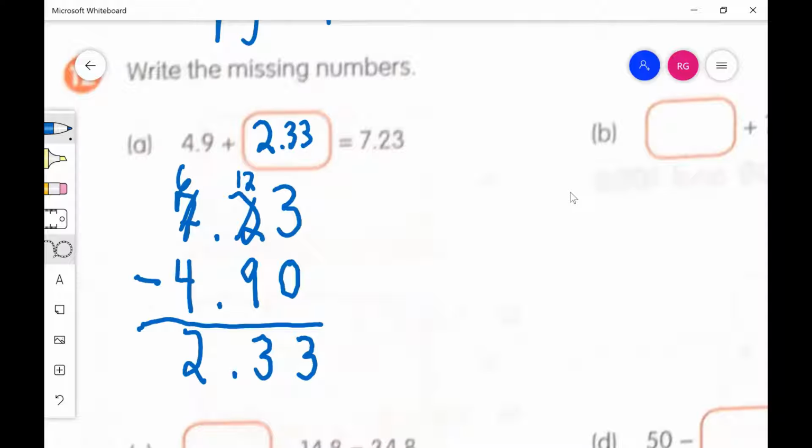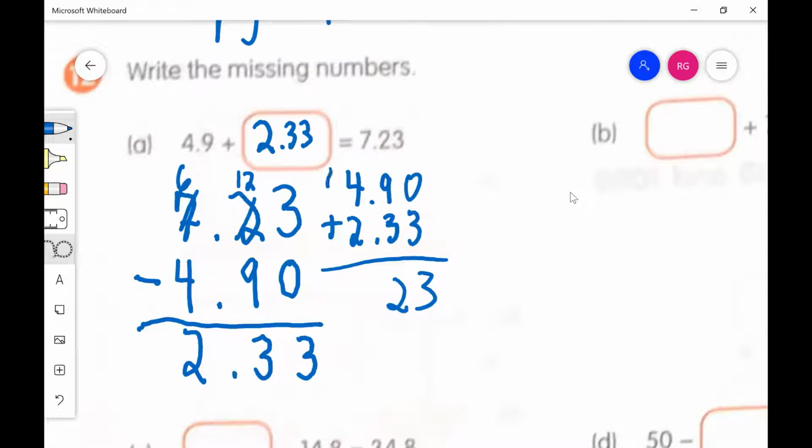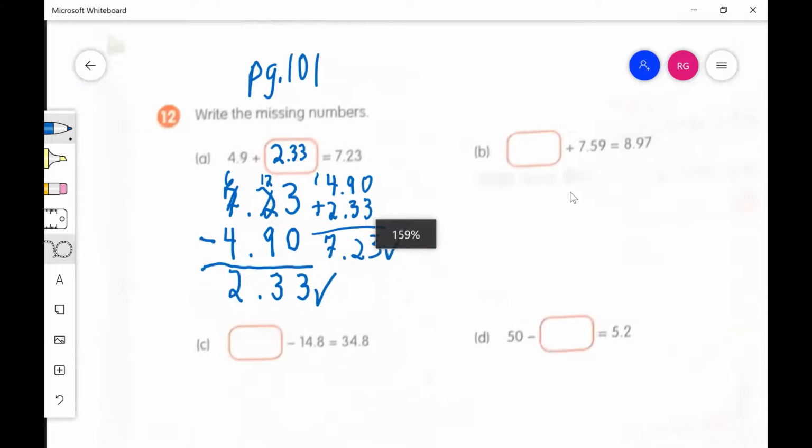And you could check your work pretty quickly. 4.9 plus 2.33. We would quickly know that's 7.23. So let's get that in there. We can write that out. So this is 2.3, oh sorry, 3. Okay, and then let me add that up. That's 3, 2, 1, 6, 7, 7.23. So it checks out. So 2.33 is the number that goes in the missing box.